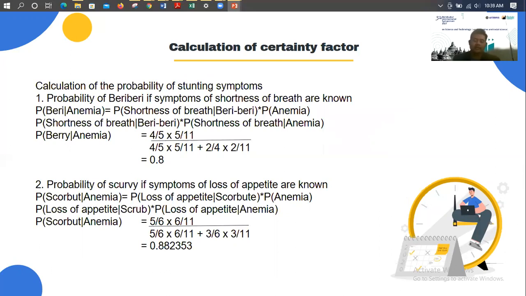The first possibility is to calculate the degree of certainty of a toddler with a total of 11 children under 5. 4 out of 5 people have symptoms of shortness of breath, and the calculation is made by comparing symptoms that resemble the disease with the probability of suffering from the disease according to toddler data. The second possibility is to calculate the degree of certainty of a toddler with a total of 11 children under 5. 5 of 6 people have symptoms of loss of appetite. The calculation is made by comparing symptoms that resemble the disease with the probability of suffering from the disease according to toddler data.